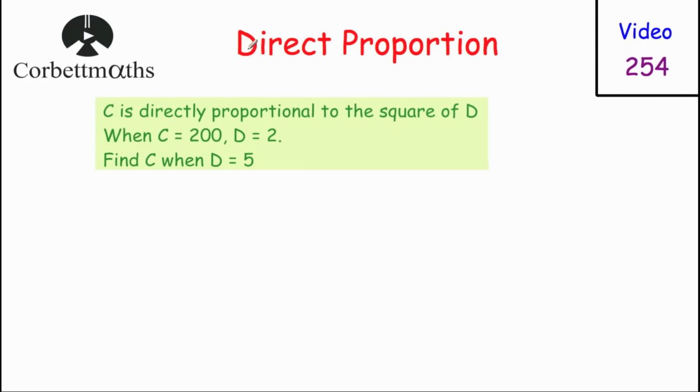Okay, let's have a look at our next topic. So our next topic is direct proportion, and that's video 254 in Corbettmaths. And here's part of the Corbettmaths revision card, and we're told that C is directly proportional to the square of D. So let's write that statement down.